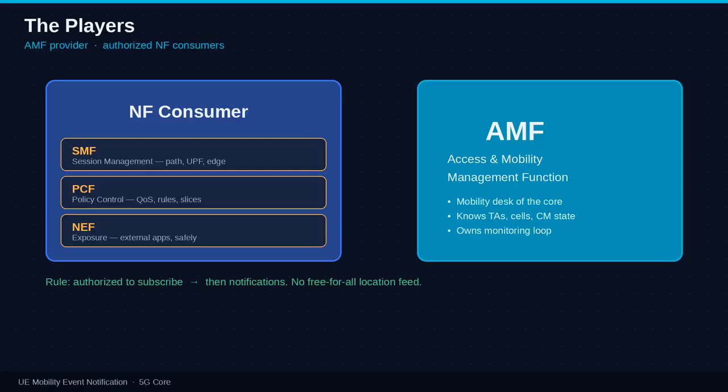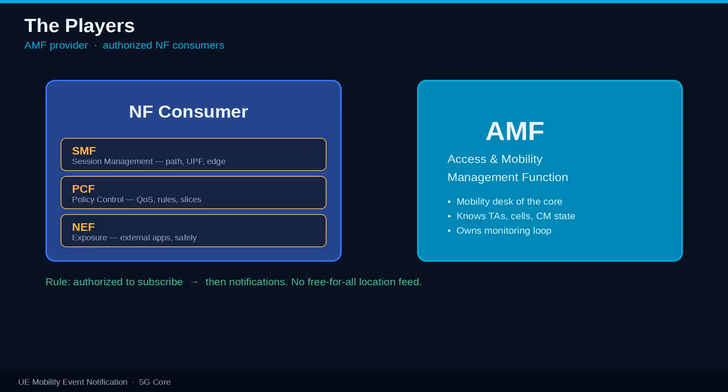On one side sits the AMF, Access and Mobility Management function. Think of it as the network's mobility desk. It already knows which tracking areas and cells a UE is registered in, and it sees connection management state change as the device goes idle or connected. On the other side sits an NF service consumer, a network function that wants mobility intel. The source names three classic consumers: the SMF for session management, the PCF for policy control, and the NEF when an outside application needs a controlled window into the core.